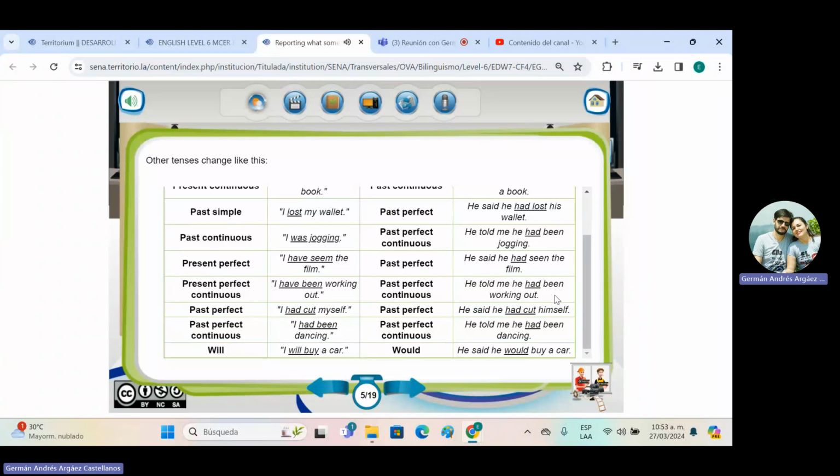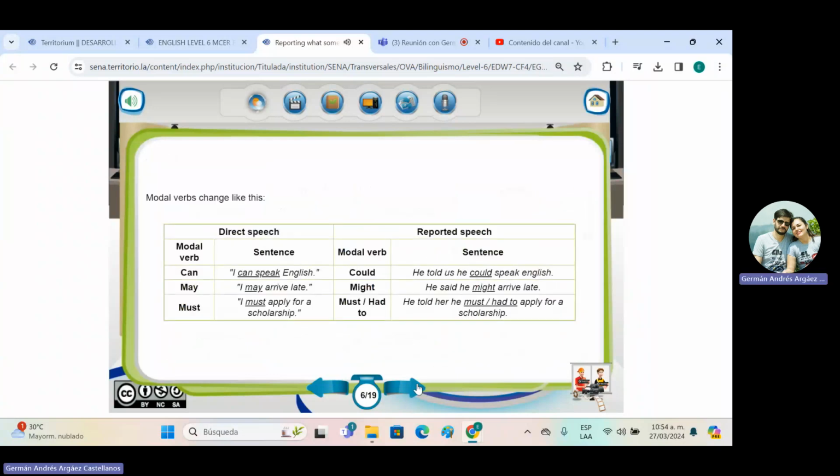Past perfect. I had cut myself. Past perfect. He said he had cut himself. Past perfect continuous. I had been dancing. Past perfect continuous. He told me he had been dancing. Will. I will buy a car. Would. He said he would buy a car. Modal verbs change like this.